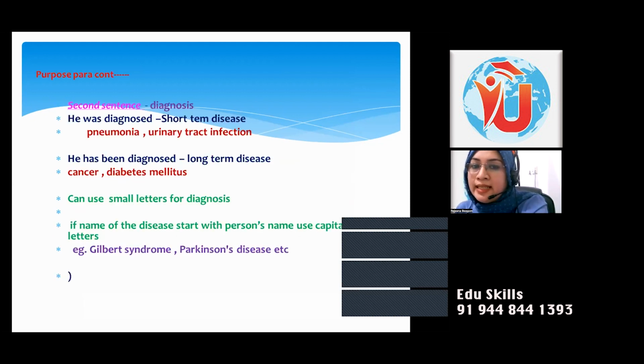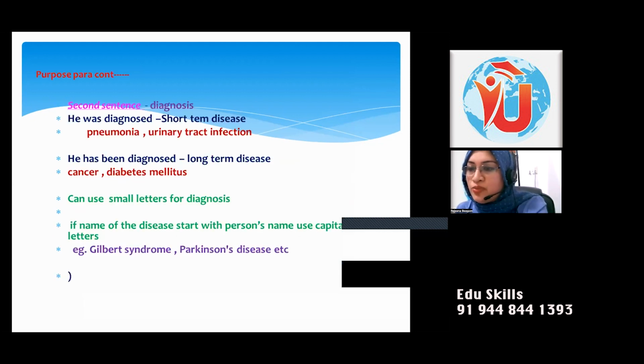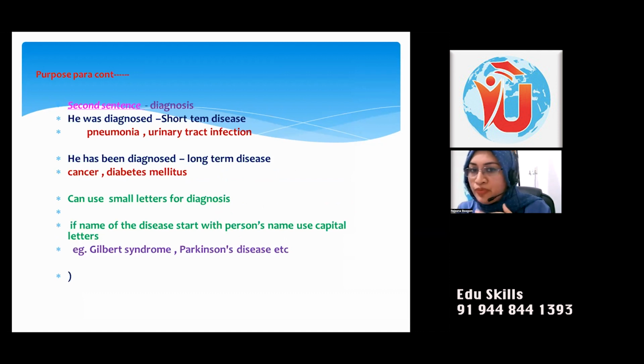Okay, the second sentence again, the diagnosis. We need to write the diagnosis. So, he was diagnosed. Okay, there are different types of writing, like he was diagnosed or he has been diagnosed. He was diagnosed means a short-term diagnosis. What is a short-term diagnosis? The things which can be completely cured.